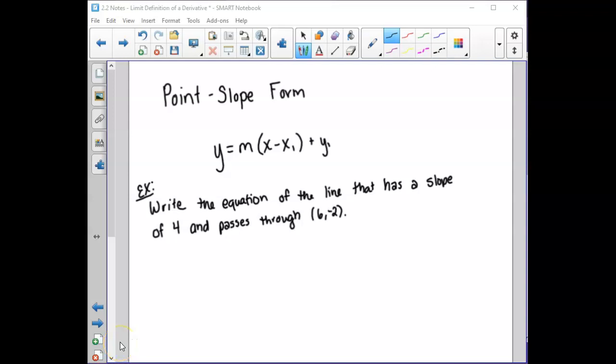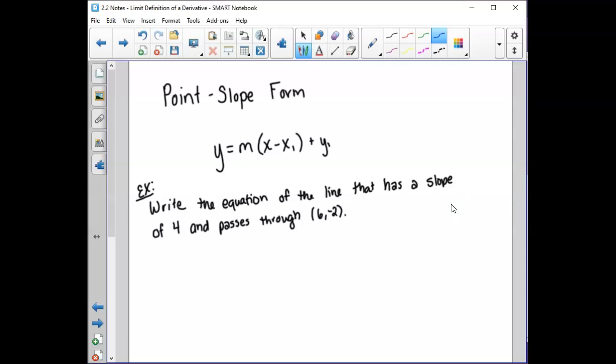Okay, we're going to finish up the notes that we started yesterday. And one thing that we've got to do before we can move forward is we've got to sort of step back and relearn something that we learned in Math 1. So this is a very typical Math 1 problem. Write the equation of the line that has a slope of 4 and passes through (6, -2).